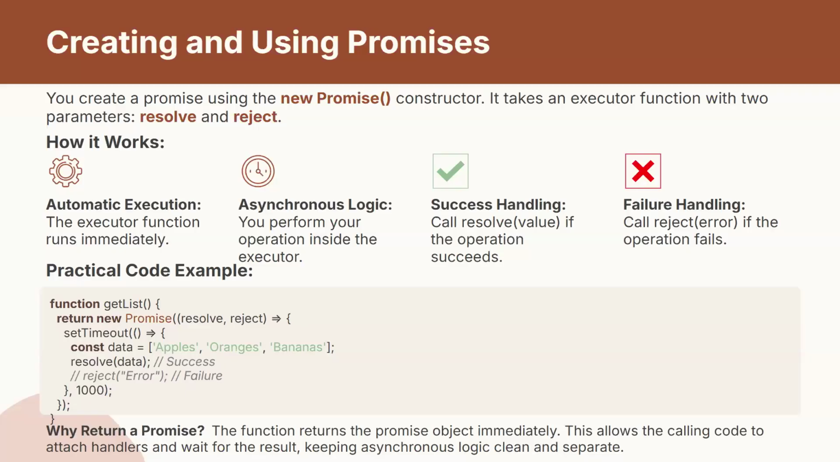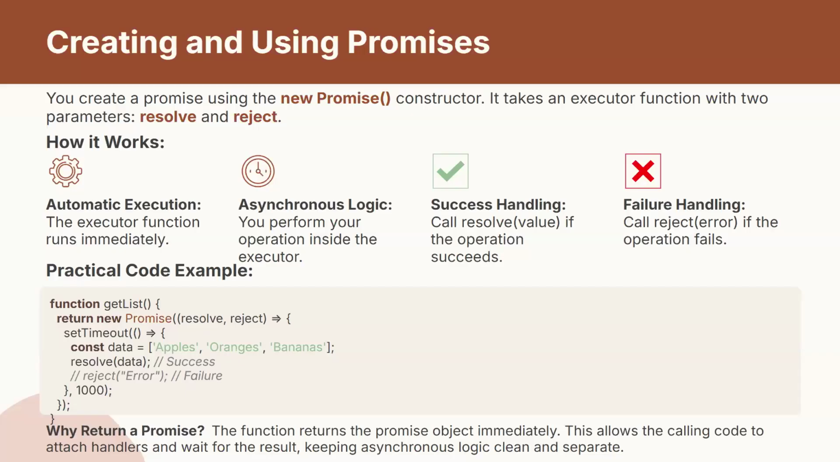In JavaScript, you can create a promise using the Promise constructor. It takes a function called an executor, which automatically runs as soon as the promise is created. The executor function receives two built-in parameters, resolve and reject. And here's how it works.